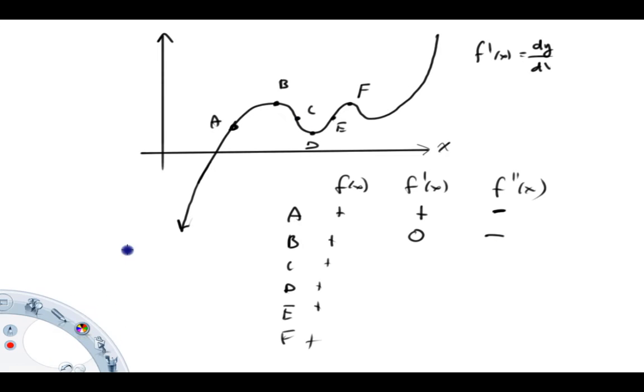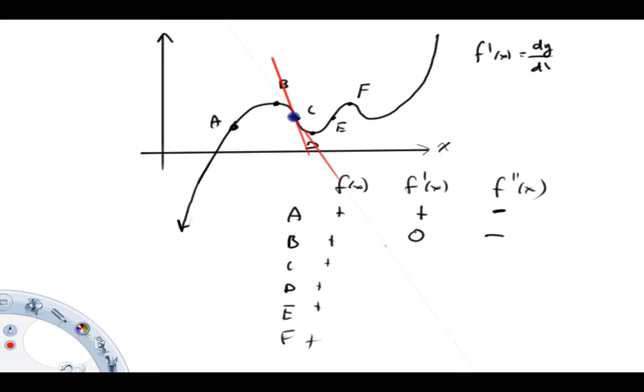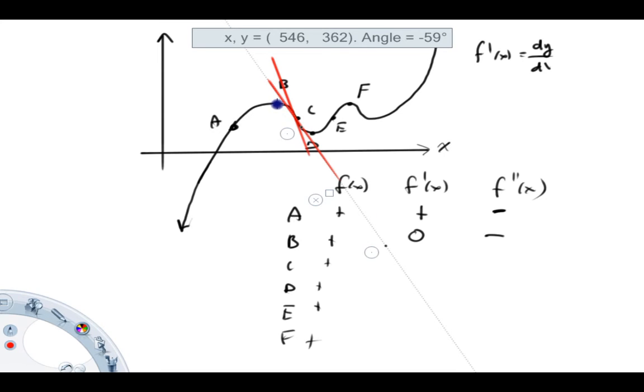Now, point C is a special point for this discussion. Notice that the tangent line just before C might look something like this, but just after C, maybe something like this. The slopes of the tangent lines are decreasing before we get to C, but they are increasing after C. So the second derivative at point C is 0. So we have a negative first derivative.